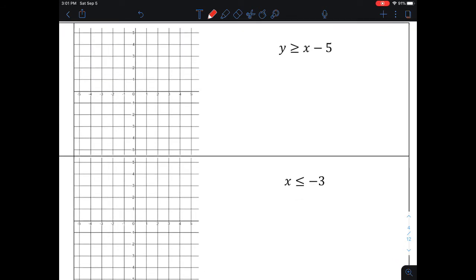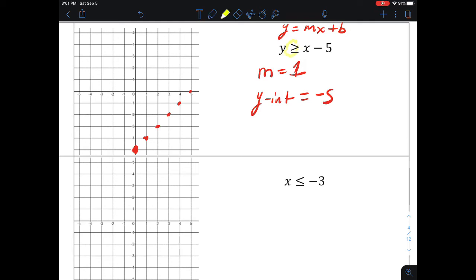Now we have another one. In this one, we have y is greater than or equal to x minus 5. And we want to identify the slope and the y-intercept. The slope in this problem is 1, and the y-intercept here is negative 5. So I'll go to negative 5 on the y-axis, and I'll put a dot. Now my slope being 1 means we're going to go up 1, right 1, up 1, right 1. And I'm going to keep doing that until I run out of space.